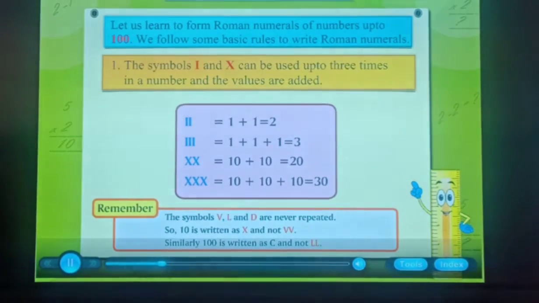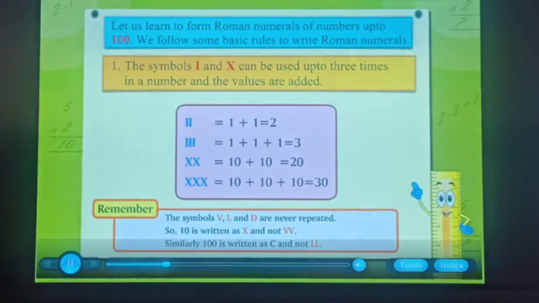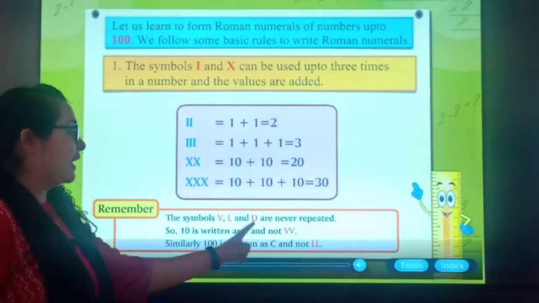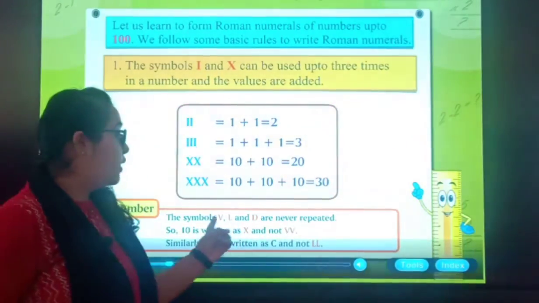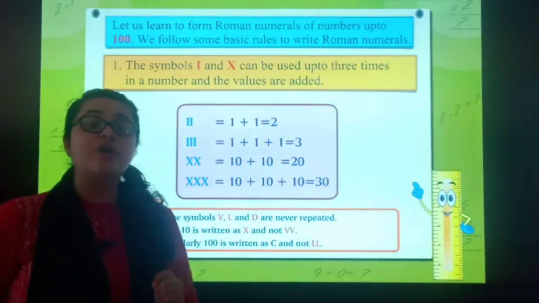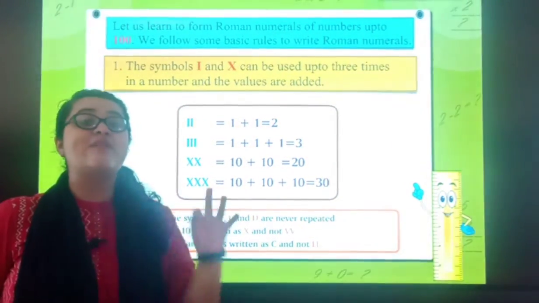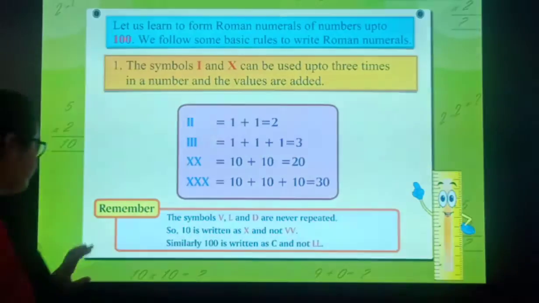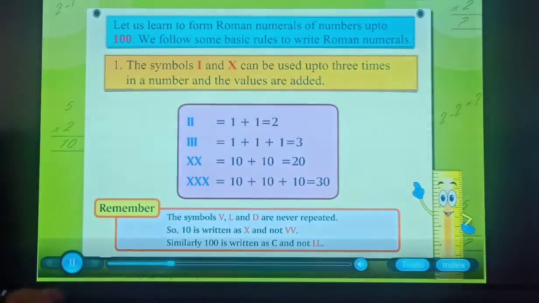Remember, the symbols V, L and D are never repeated. V stands for 5, L stands for 50 and D stands for 500. These symbols are never ever repeated. So 10 is written as X and not a double V. Similarly, 100 is written as C and not double L.